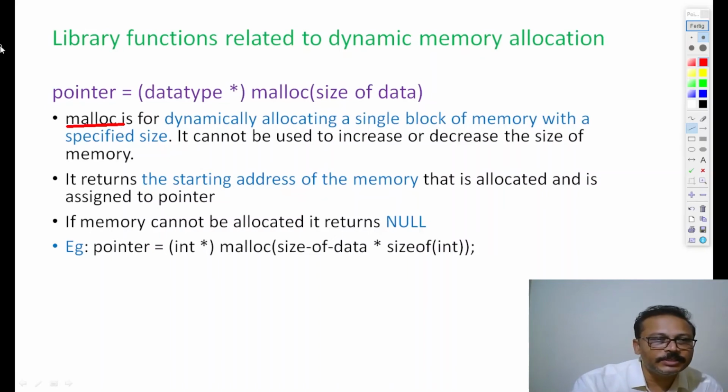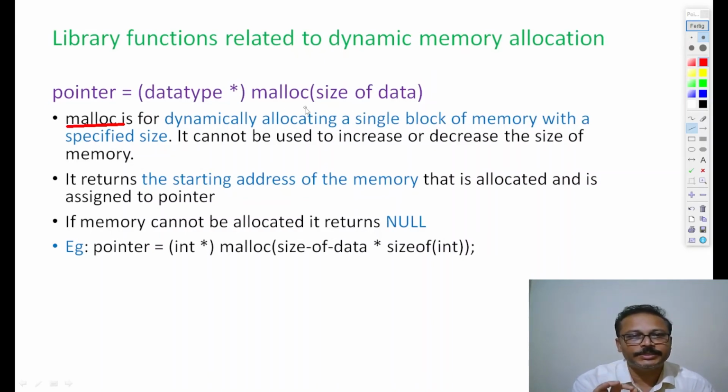So the syntax is pointer equal to data type star malloc size of data. So malloc is the name of the built-in function. You have to use as it is. Next, size of the data, you have to specify how many data items will be there. So if you want to store 10 data items, you have to specify it as 10. If you want, you can declare a hash define max size also, and then max size can be mentioned here.